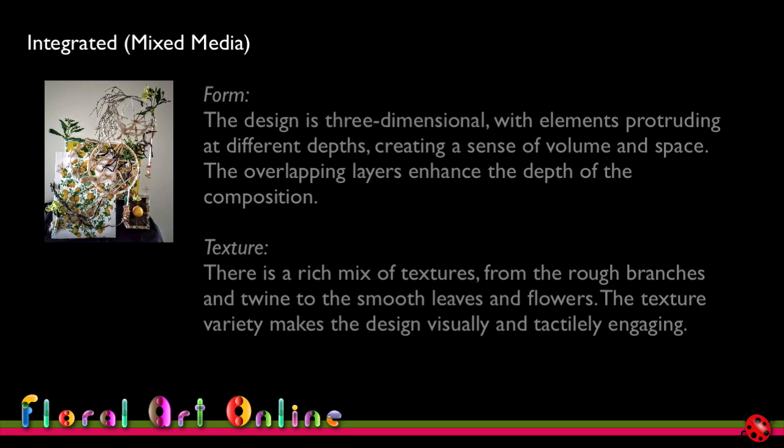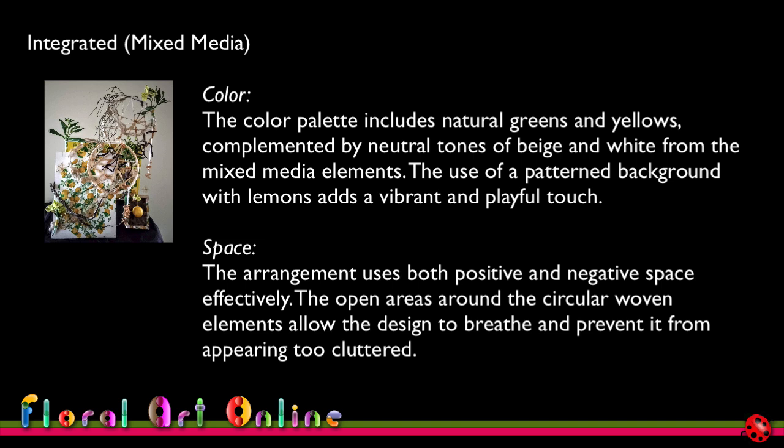in terms of a texture and a contrast. The colour palette includes natural greens and yellows, complemented by neutral tones of beige and white from the mixed media elements. The use of a patterned background with lemons adds a vibrant and playful touch, and that was very much the theme of it. I wanted to experiment with doing that collage style of background with the paper serviettes, so I knew I needed to use the lemons, and I thought that the green of the foliage from the serviettes would match the nice dark green in the alströmerias, and you can get a good yellow in an alströmeria, so I thought that was a different shape and form, although the colour was going to be repeated, so I thought that was probably the best flower I could use in this instance.